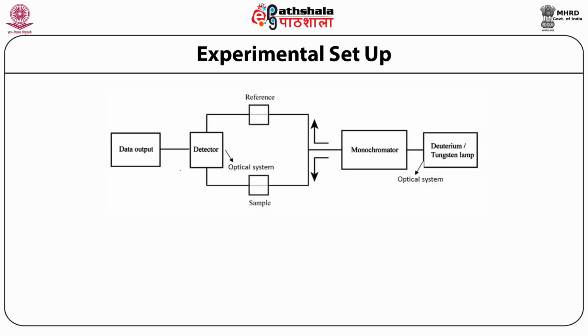We just show here schematically an experimental setup. So we have deuterium tungsten lamp on the right hand side. There is a monochromator next to it. Then the beam is split into two, a reference beam and a sample beam, or it passes through two chambers. There is a detector. There might be one detector, there can be two detectors also. And ultimately the data is fed for the recording.